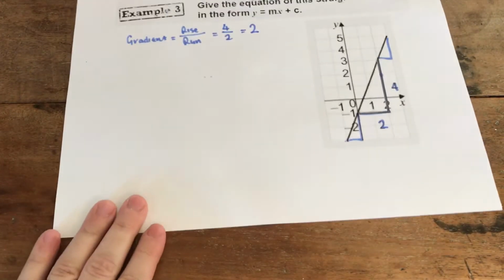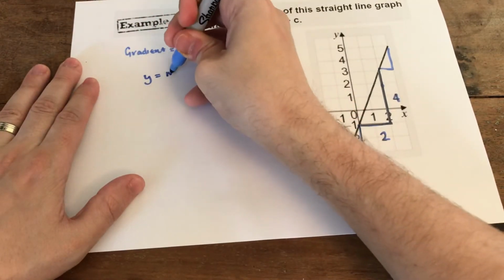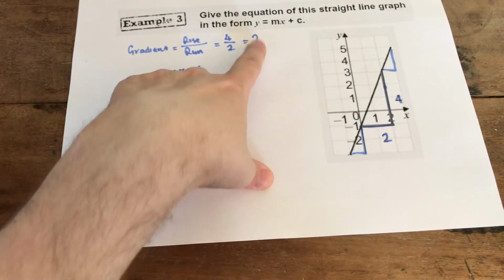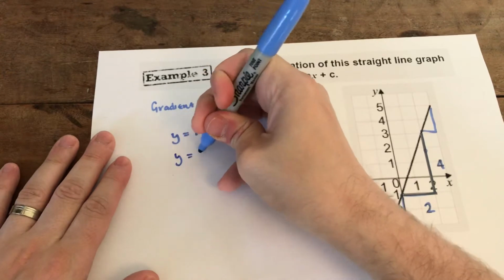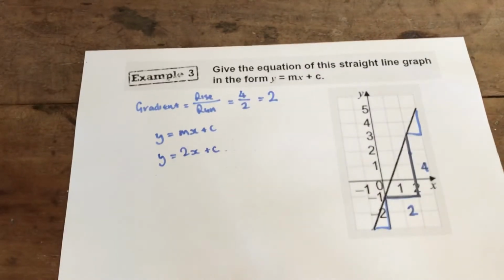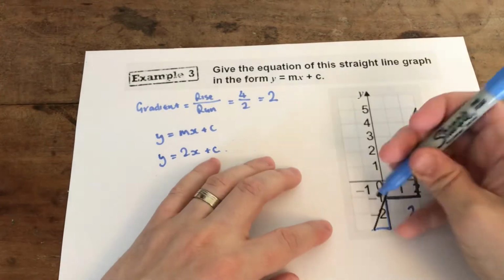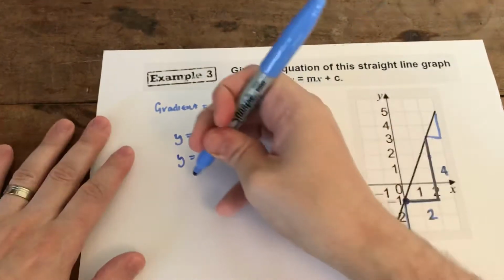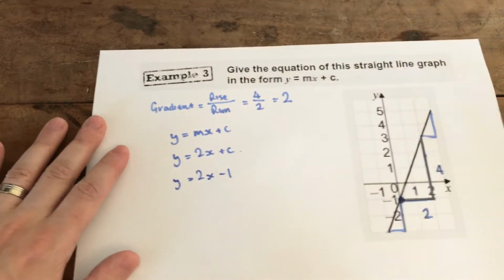Now if we're going to put that into our y equals mx plus c, that means that if our gradient is 2, we have a y equals 2x graph plus c. Now, we then want to identify where our graph crosses the y-axis. In this case, it crosses here. That is -1. So our equation of this line is y equals 2x minus 1.